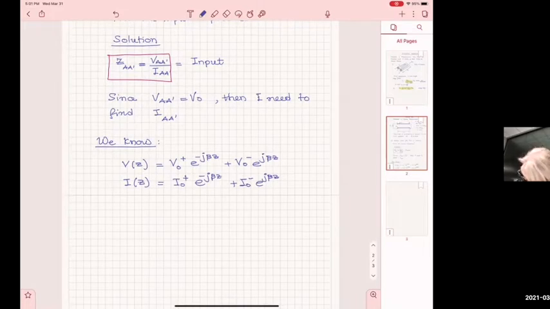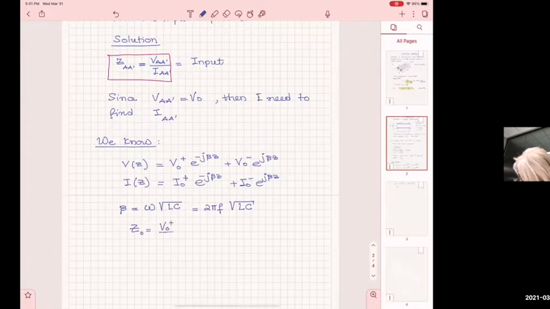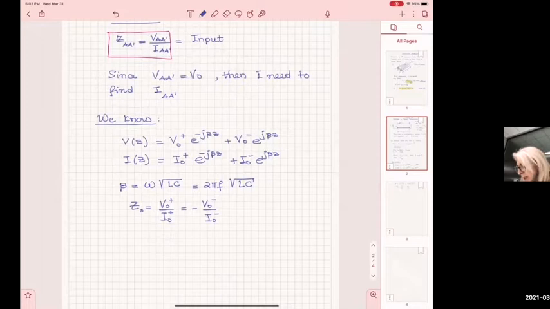What else do we know? Beta is omega square root of LC, so it is 2 pi f square root of LC. That we know, and we'll find it eventually. Then what else do we know? That the characteristic impedance is V naught plus over I naught plus, and also V naught minus over I naught minus, if you see from the book. So that's all we need to know.